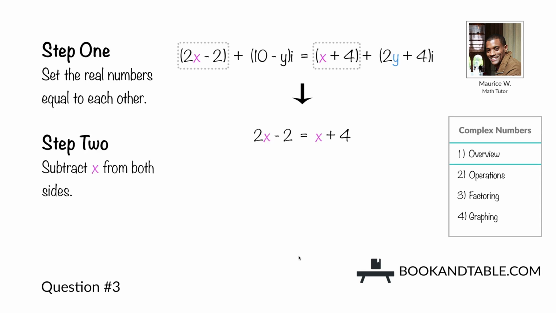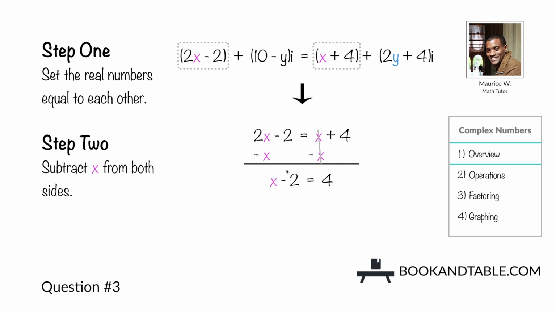Question number 3. Step 1, set the real numbers equal to each other. So we have 2x minus 2 is equal to x plus 4. And now we want to solve for x, so we'll start by subtracting x from both sides. So we negate x on one side and just bring the x's to one side. 2x minus x is x, minus 2 is equal to 4.